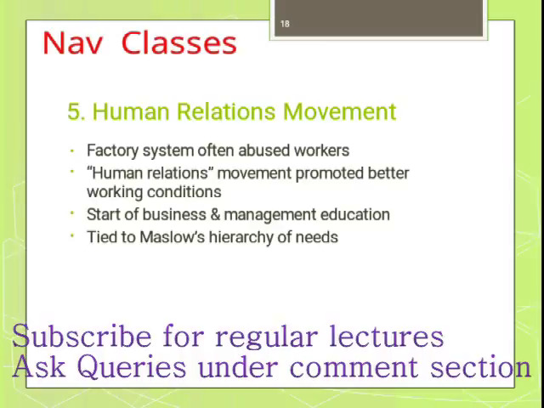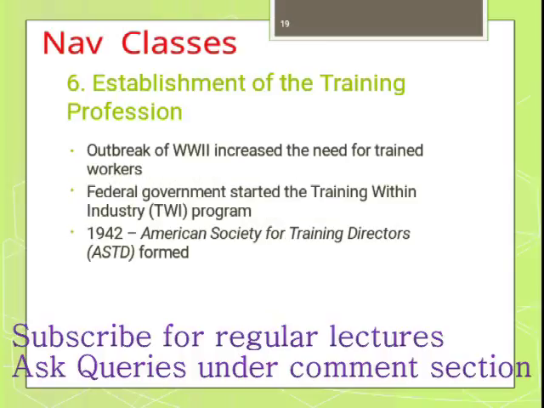Theories like Maslow's serve to reinforce the notion that the varied needs and desires of workers can become an important source of motivation in the workplace. Establishment of training professions. On the outbreak of World War II, industrial sector was once again asked to retool its factory to support the war effort. Then Training Within Industry service was created to coordinate training programs across defense related industries.